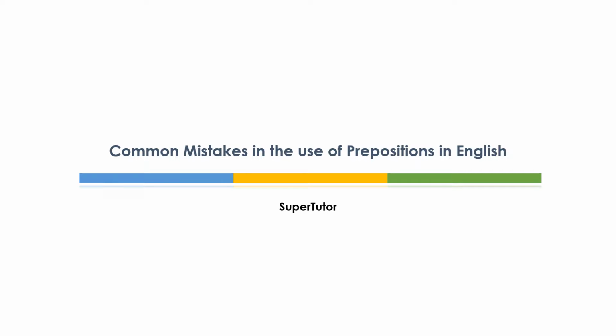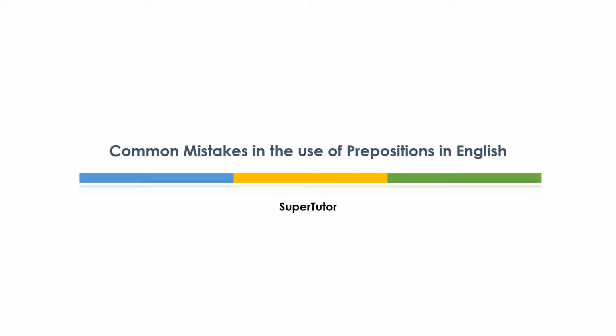Prepositions are short words that are usually placed before nouns. They are also used to link nouns, pronouns and noun phrases to other words in a sentence. English learners and even native speakers find difficulties in using prepositions properly because there is no definite rule for using them. In this lesson, we will learn some common mistakes in the use of prepositions.